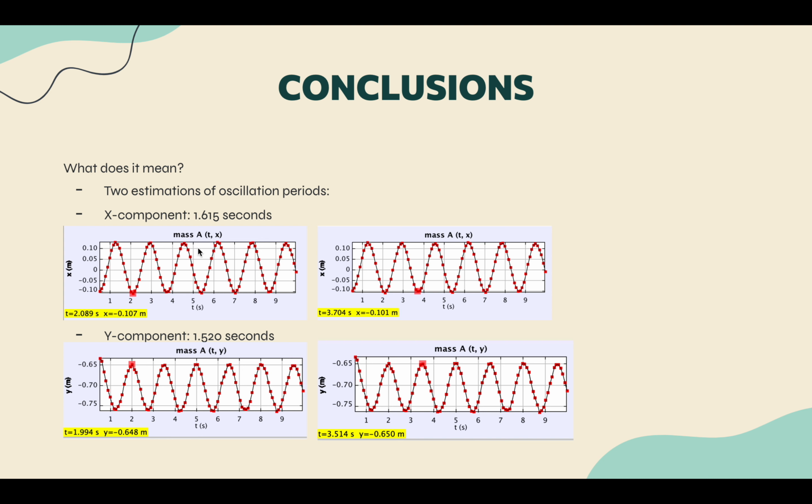For the x component, the spring mass system starts at negative 0.107 meters at 2.089 seconds and returns to this position again approximately at 3.704 seconds. So the period of oscillation found by subtracting the two is 1.615 seconds. The same process is done by the y component to give us a period of oscillation of 1.520 seconds. The x component is longer as the forces acting in the x direction are smaller in magnitude.